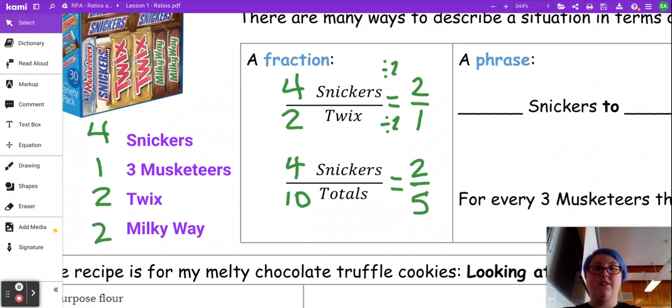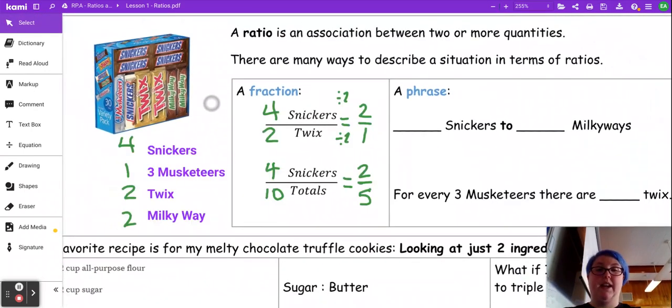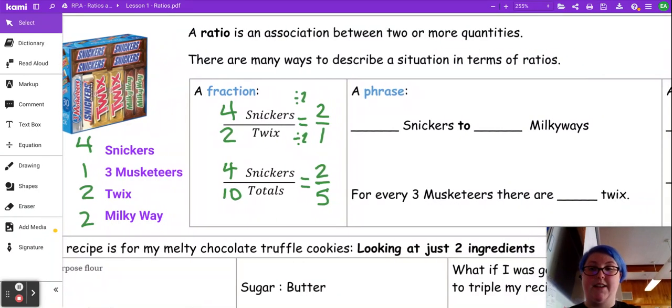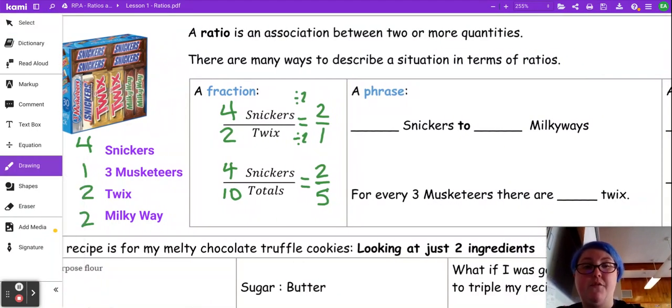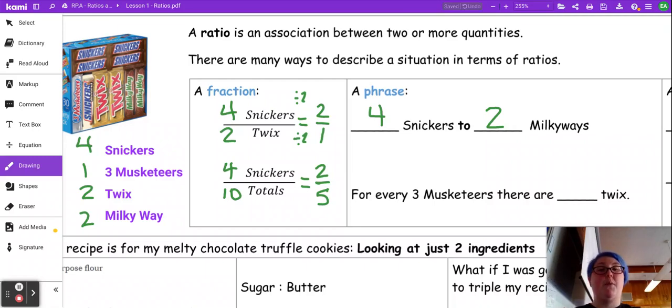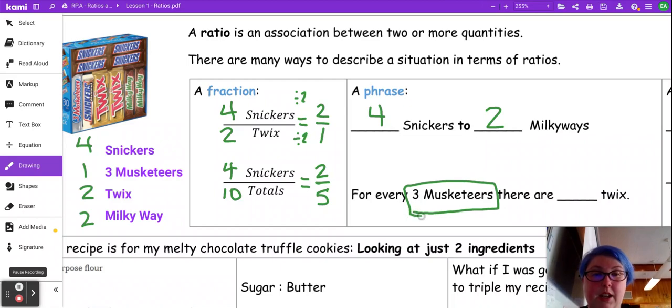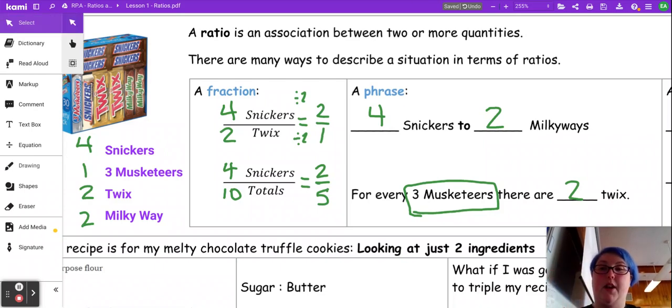So now, let's look at the phrase. Instead of just writing it as a fraction, we're going to write it as our phrase. So we still have 4 Snickers to 2 Milky Ways. It's just a different way to write it. Instead of the fraction, we're writing it side by side. Now, folks, don't get confused with the 3 Musketeers. That is simply the name of the candy. So for every Musketeers bar, there are 2 Twix. So again, we've taken these numbers, we've written it into a phrase.